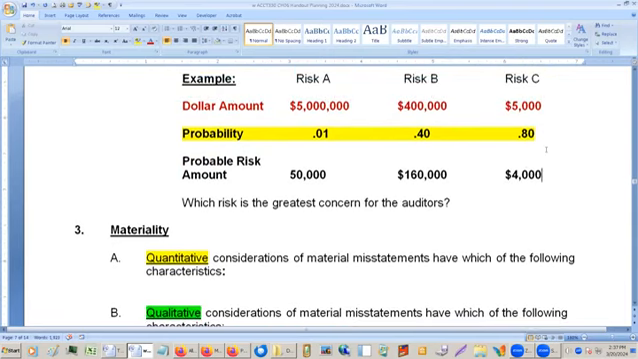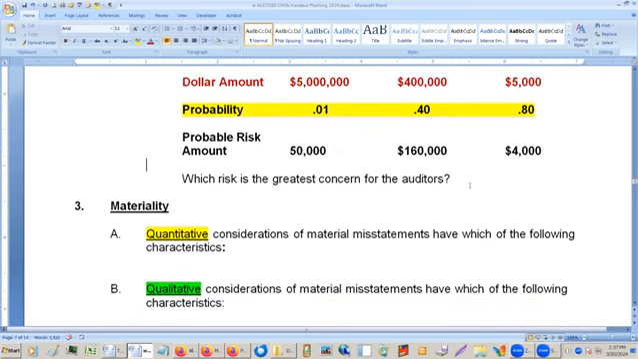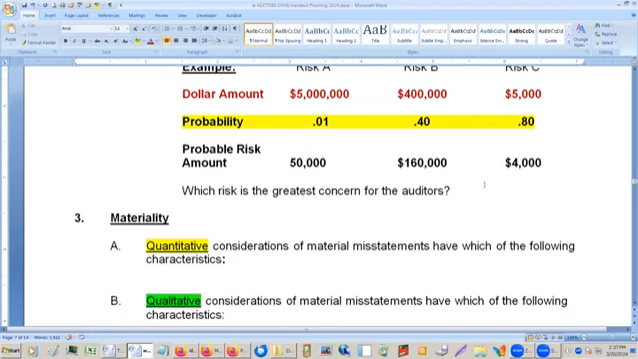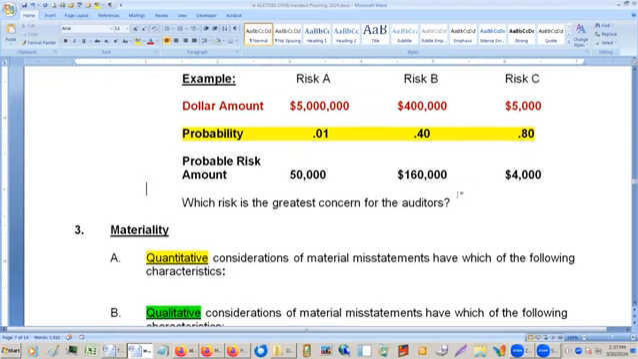All right, so which one is a greater concern for the auditors? Did I do this one right? Yeah. Okay. So which one are we going to be more concerned about? Risk B. Yeah, risk B is definitely what we're going to look at here.